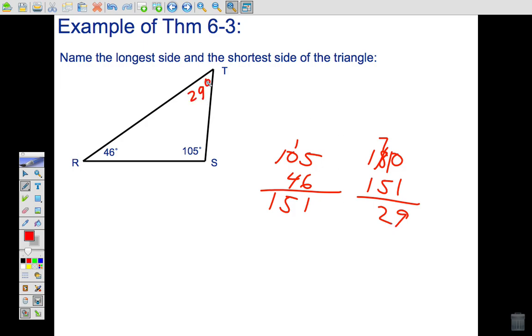So what is the longest side? The longest side is opposite the bigger angle. So the longest side is that one. It's RT. The shortest side is opposite the smaller angle, which we needed to determine in order to figure that out. So it's RS. So the longest side is RT, the shortest side is RS.